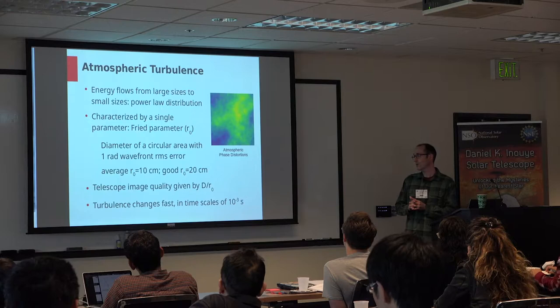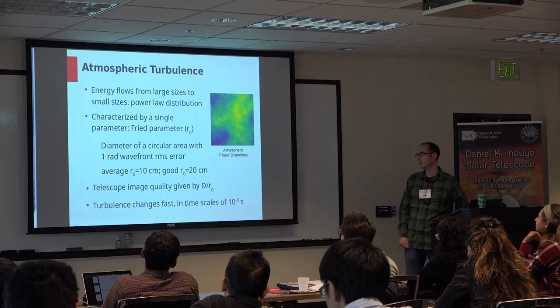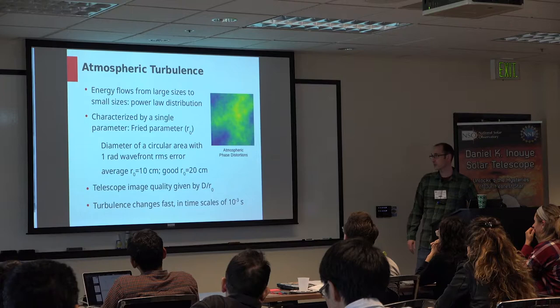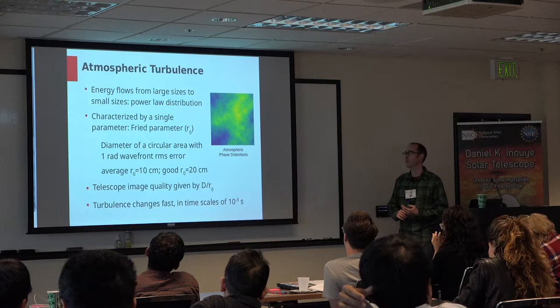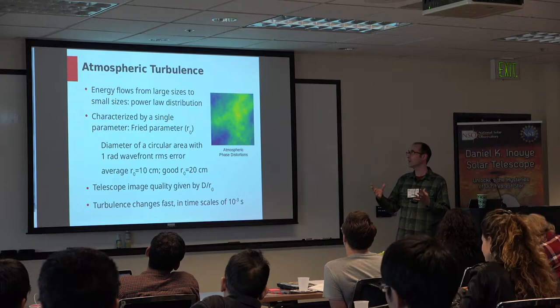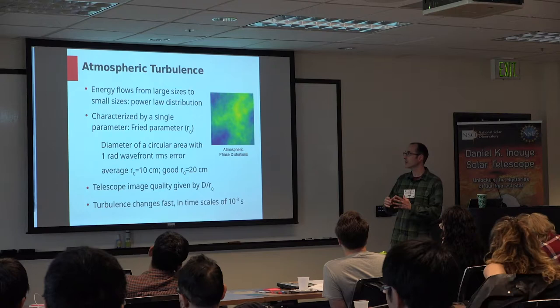Reasonable values for this R0 parameter: average seeing will have an R0 value of 10 centimeters. Pretty good seeing will be double that, 20 centimeters. Anything below 10 we will consider bad seeing. Here we have an example of the phase distortions that turbulence will introduce, and you can see that all scales are represented. It's a bit like a fractal in a way. You have big scales and small scales distributed according to this power law.